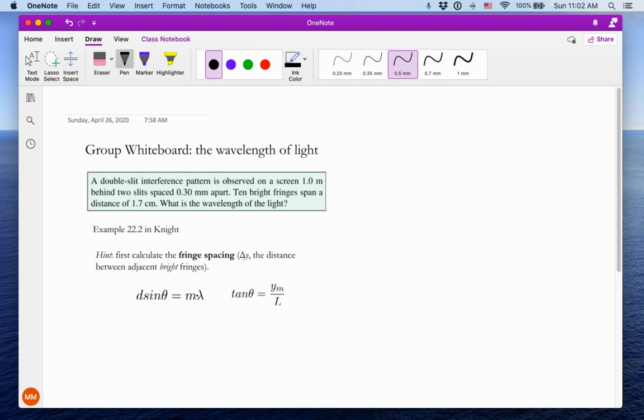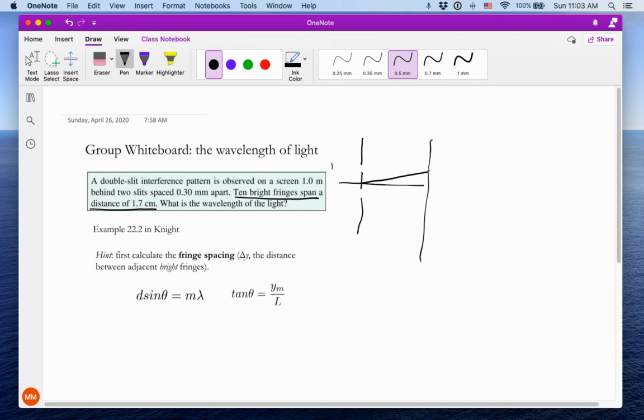And we have a hint here, and it says first calculate the fringe spacing, the delta y, the distance between the adjacent bright fringes. And so that's important because we can see here it says 10 bright fringes span the distance of 1.7 centimeters. All right, so we think about our experiment. If we draw our slits, right, and this is our screen.